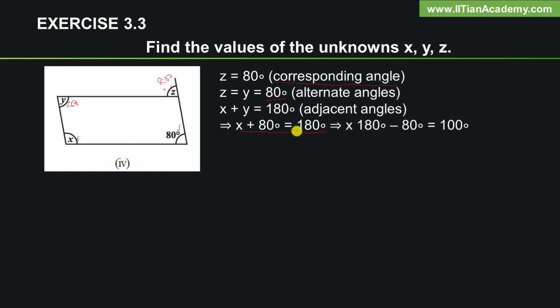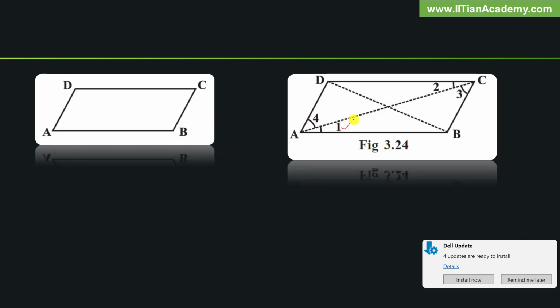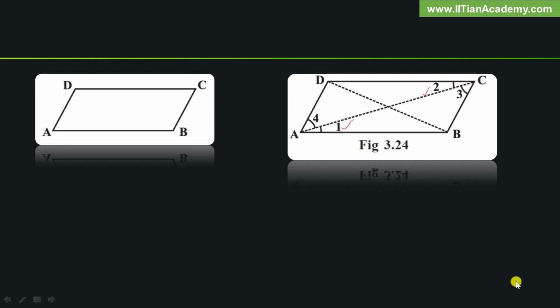Now, let us recap the properties of a parallelogram. This side is equal to this. This is equal to this. This angle is equal to this angle. This angle is equal to this angle. This angle plus this angle is 180 degrees. This angle is equal to this angle. Here, this angle is equal to this angle.